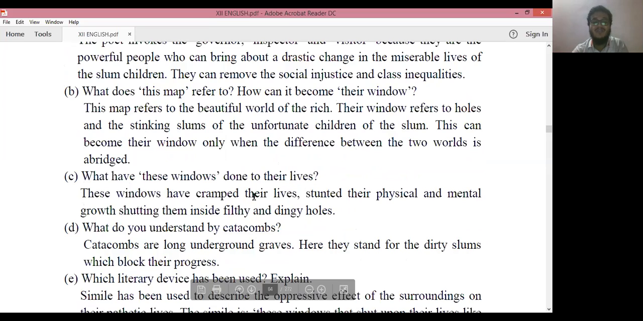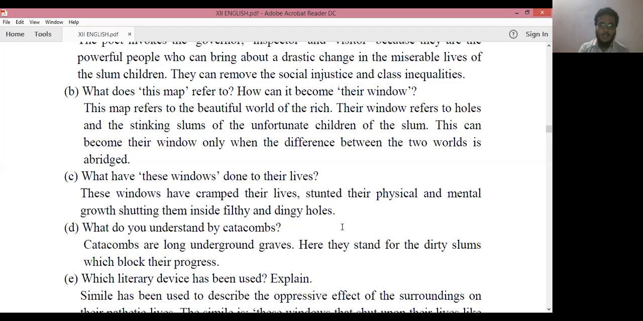These windows have crammed their lives, stunted their physical and mental growth, shutting them inside filthy and dingy holes. So what happened here? What had these windows made? They had crammed their lives, crushed their lives, stunted their physical and mental growth, means stopped their physical and mental growth, shutting them inside, means keeping them in the same state, filthy and dingy holes. They are in the same state because of these windows. This is the responsibility of these windows referred to here in this extract.